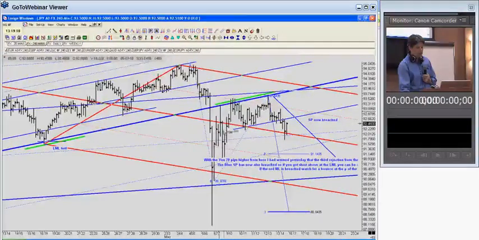Can't get up through the median line. And on each of these instances, I highlighted, this is the area to look for weakness.